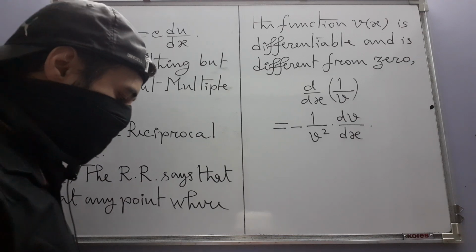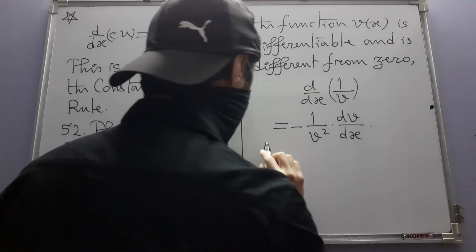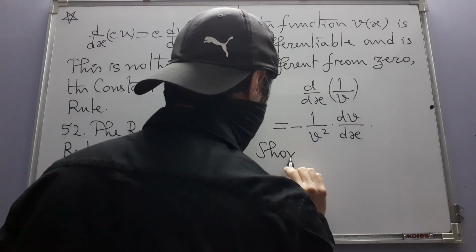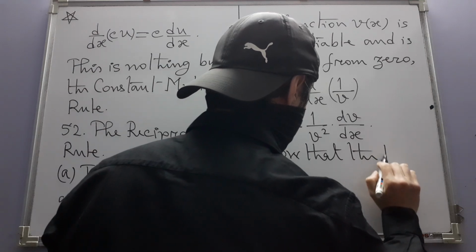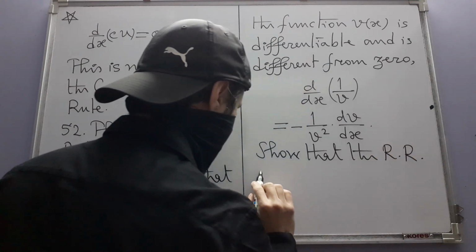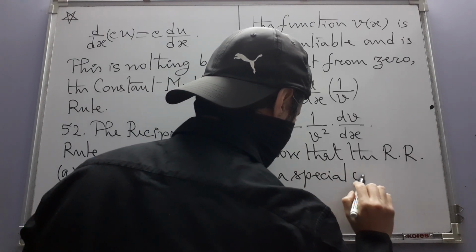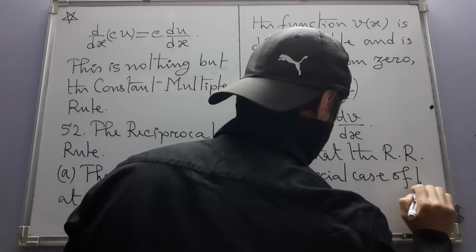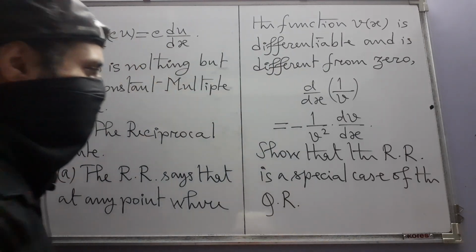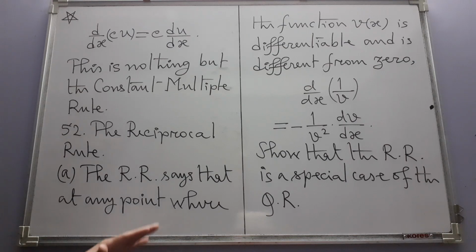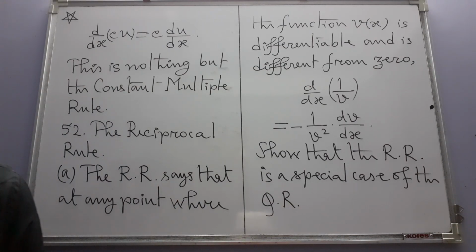Now we have to show that the reciprocal rule is a special case of the quotient rule. Show that the reciprocal rule is a special case of the quotient rule, for which let me write QR. There is a part B also, but let us solve this one first and then we will see part B.